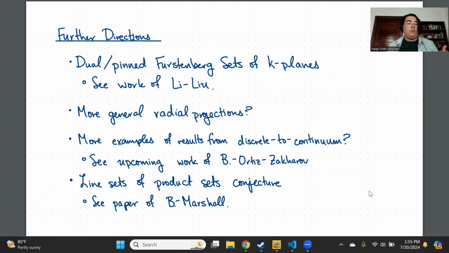I also am interested if there are more examples of results from the discrete problems to the continuum problems or vice versa. There's some upcoming work of myself, Alex Ortiz and Dima Zakharov, that talks about this back and forth a little bit more, at least for a different type of problem. And lastly, in the result of myself and Caleb Marshall, we also conjecture what line sets of product sets should look like. In particular, we think that there's a more general version that would imply the result of me and Caleb Marshall under some assumptions. I won't go into the details here. It's contained in our paper.